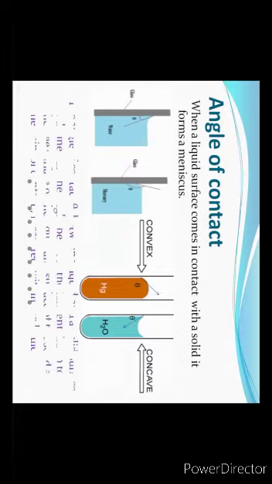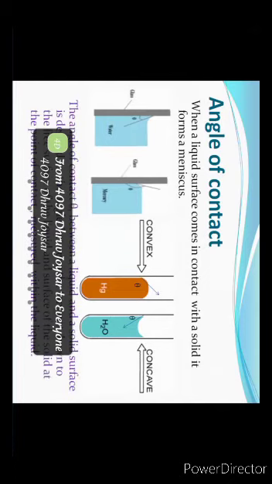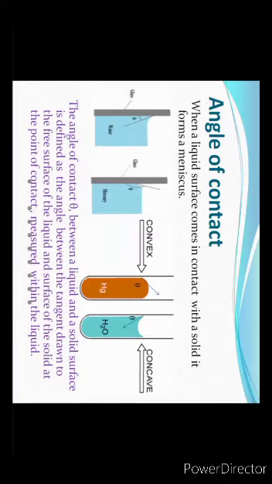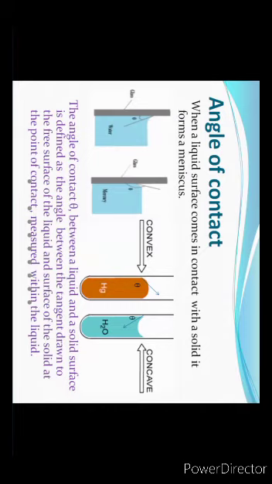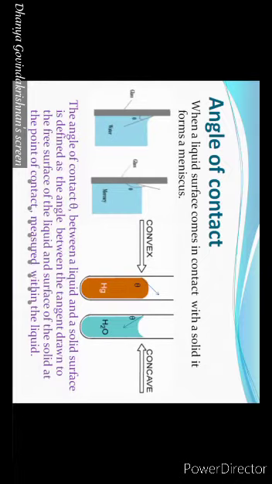So here I give the definition for angle of contact. The angle of contact theta between a liquid and a solid surface is defined as the angle between the tangent drawn to the free surface of the liquid and the surface of the solid at the point of contact, measured within the liquid. See, each and every word in this definition is important and you are supposed to study it as such. No change in that. Okay, so that is angle of contact.